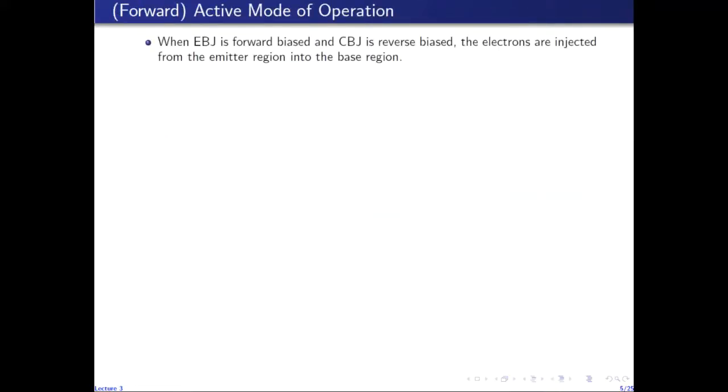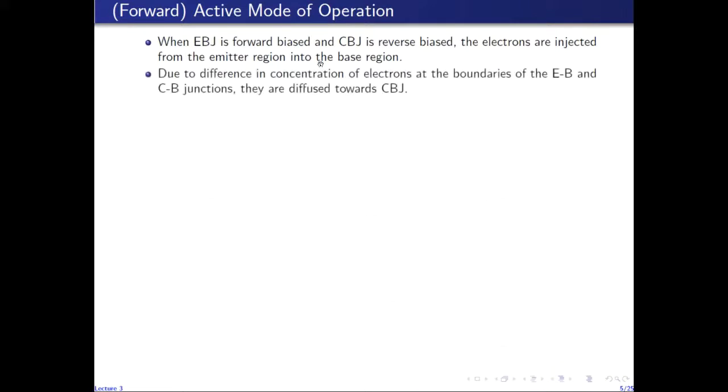So in the forward active mode of operation, emitter-base junction of the BJT is forward biased and collector-base junction is reverse biased. And as a result, the electrons are injected from the emitter region into the base region. And since there is a difference of concentration of electrons at the boundaries of the emitter-base and collector-base junctions within the base region, these electrons are diffused towards the collector-base junction.